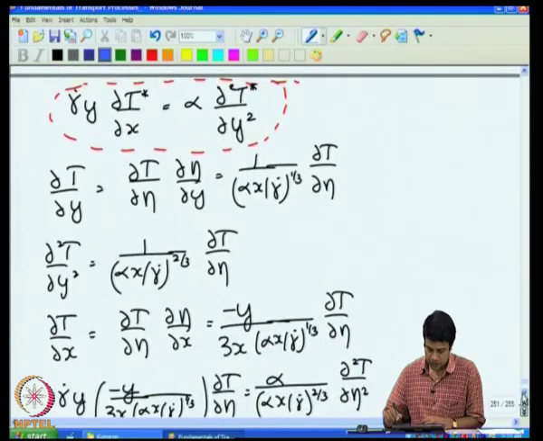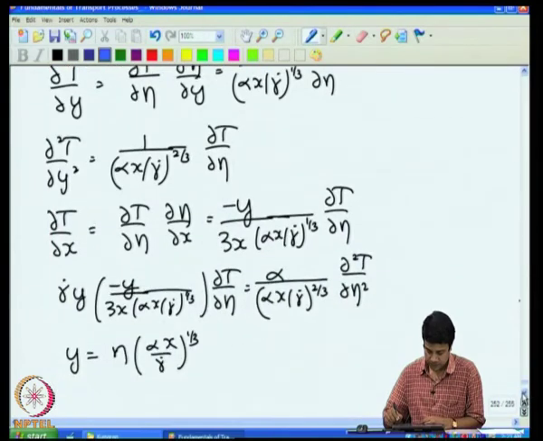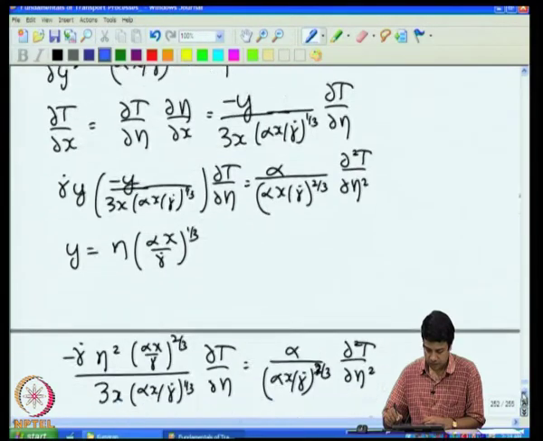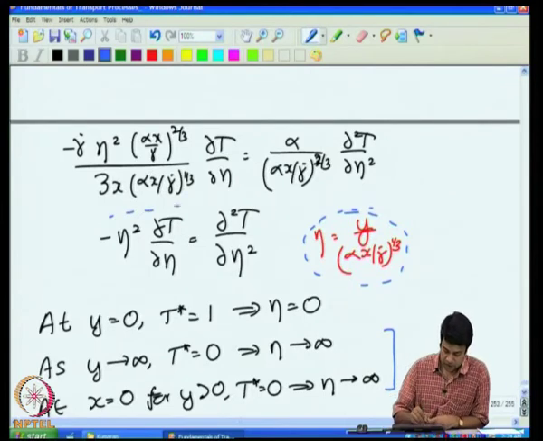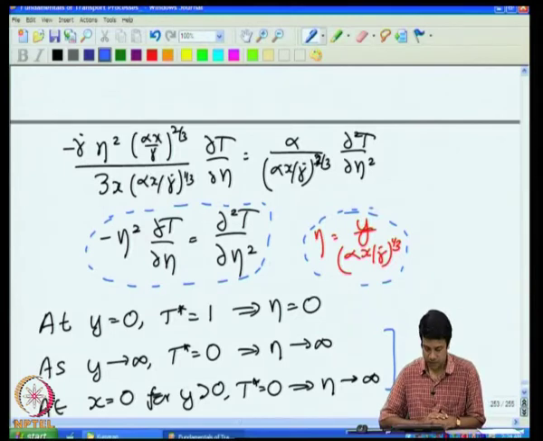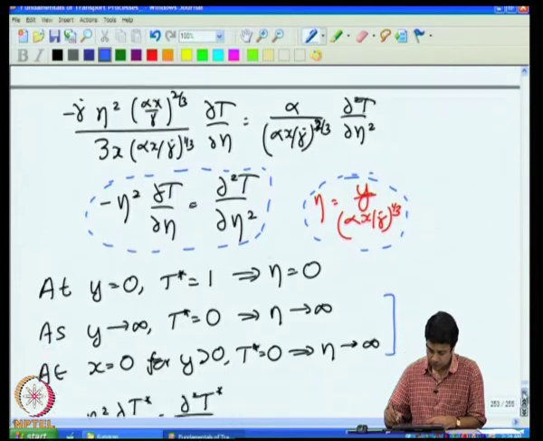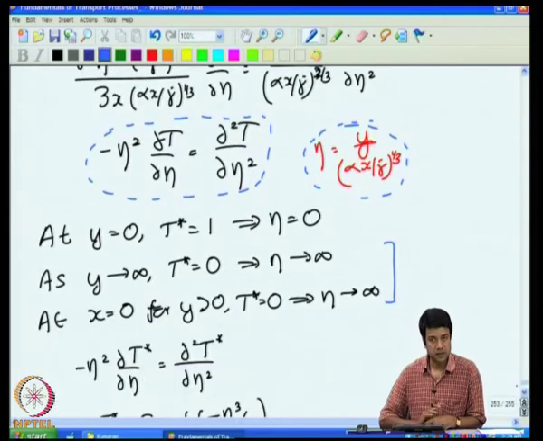So, this was inserted into the conservation equation using the chain rule for differentiation. And as expected, we did in fact end up with an equation which depends only upon the similarity variable eta alone. It does not depend individually on x and y. And this is a second order differential equation in eta. We have to prescribe boundary conditions for this. Those boundary conditions emerge from the initial boundary conditions that we had for the x coordinate.